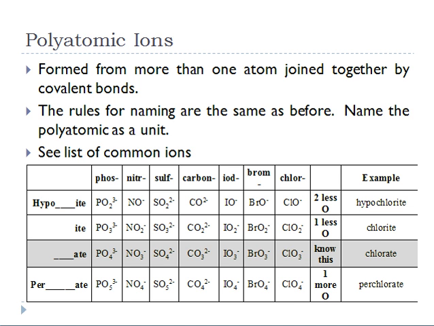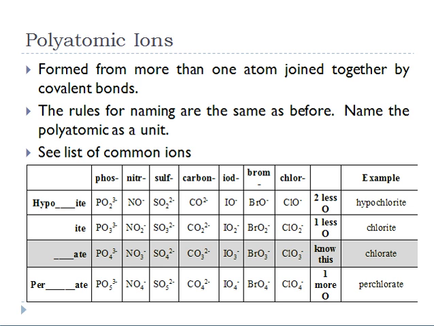So, a polyatomic ion is basically formed from more than one atom joined together by covalent bonds. So, polyatomics are usually made up of all non-metals. And the rules for naming are the same as before, but you're going to name the polyatomic as a unit. So nothing's really changing, except the ending of your compound is no longer going to be with IDE. It's instead going to end with a polyatomic.